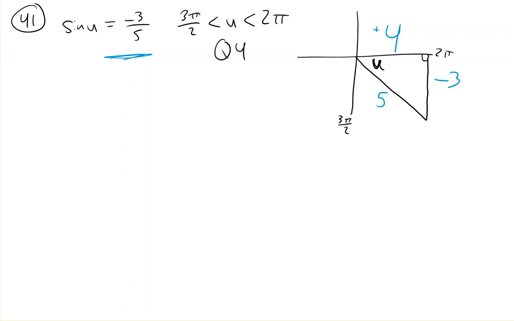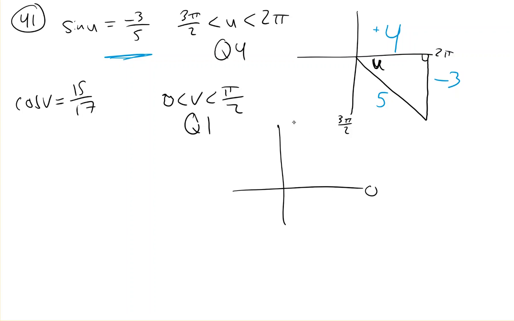Then it goes on to say cosine of v is 15/17, where v is bigger than 0, less than pi over 2. So that's a fancy way to say it's in quadrant 1. Because it's bigger than this angle, smaller than that angle, somewhere in quadrant 1. Okay, so since I don't know that angle, I can sketch a picture. This is v. Make sure you label u and v to keep up with your stuff. And if its cosine is 15/17, I label adjacent as 15 and hypotenuse as 17.